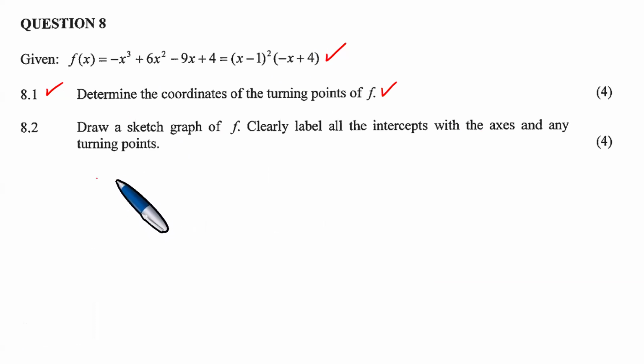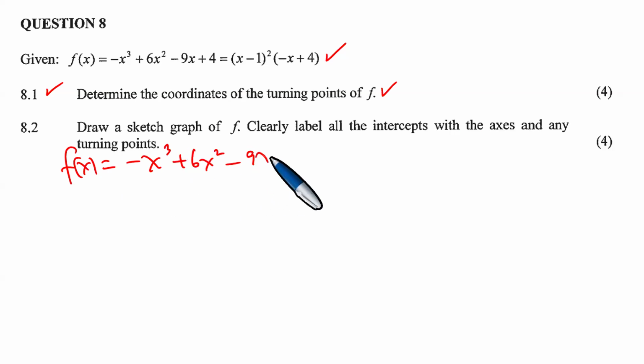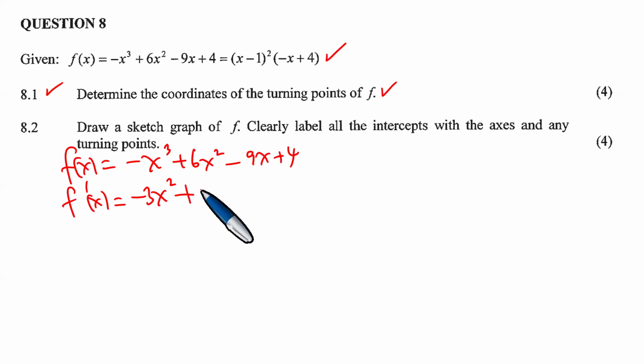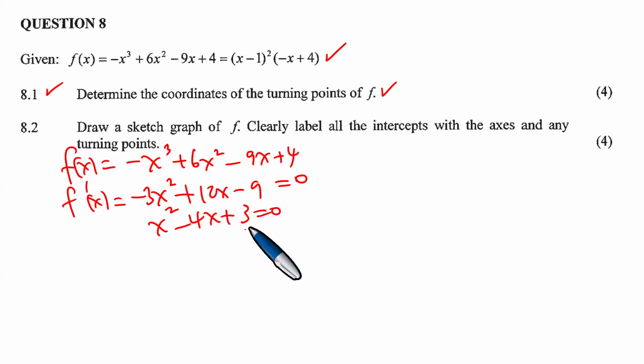Right, so to find the coordinates of the turning points of f, we find the derivative. So first things first, we're going to take f of x, which is minus x cubed plus 6x squared minus 9x plus 4. We find the prime: minus 3x squared plus 12x minus 9. Okay, you want to find the turning points, and to find the turning points, we equate this to 0. Dividing through by -3, you have x squared minus 4x plus 3 equals 0.